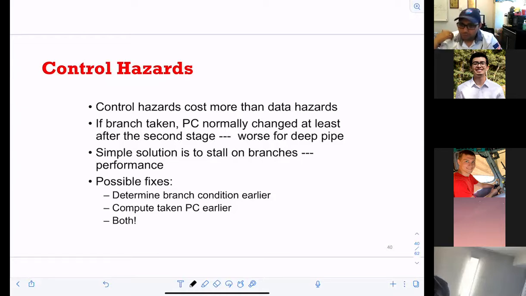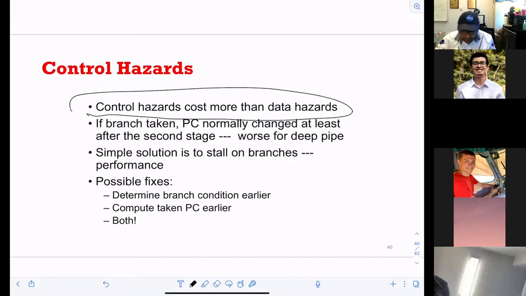So as I mentioned to you, the most critical problem with control hazards is that it depends on the data. If my data is not correct, which is a data hazard, then a control hazard can happen. That's why I stated here in front of you: control hazard costs more than data hazard, and data hazard actually is causing the control hazard. Sounds good?